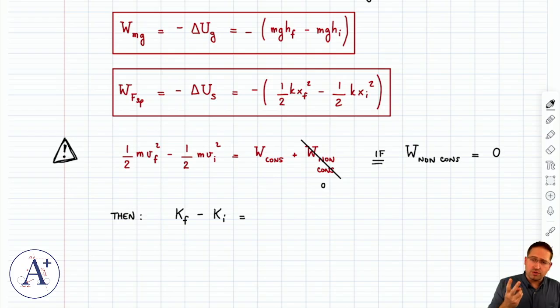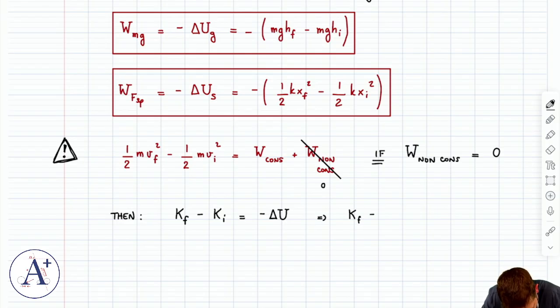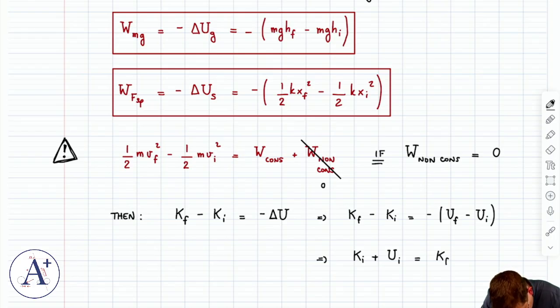Well, there's only two conservative forces, yeah? The weight force and the spring force. And in both cases, the way that I compute their work is by computing minus delta U. Right? Okay, so now I'm getting K final minus K initial is equal to minus U final minus U initial. Okay, and if I rearrange that, I get K initial plus U initial is K final plus U final.